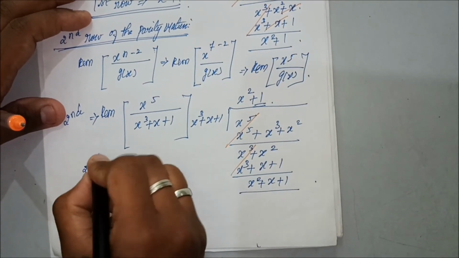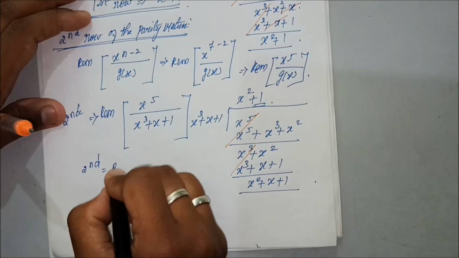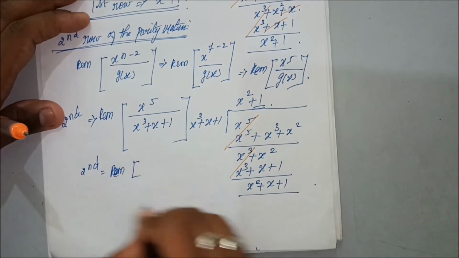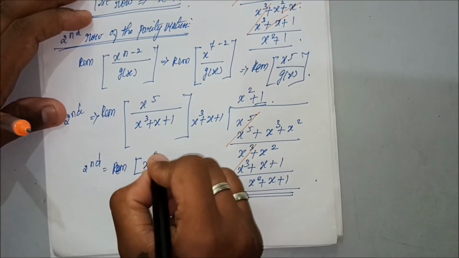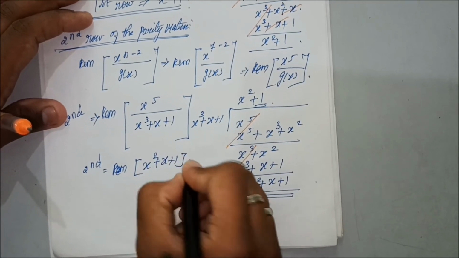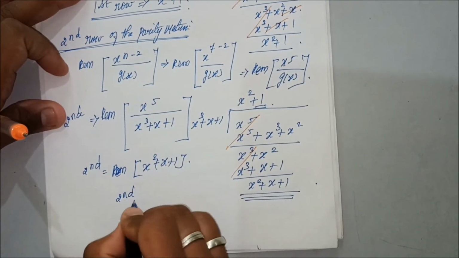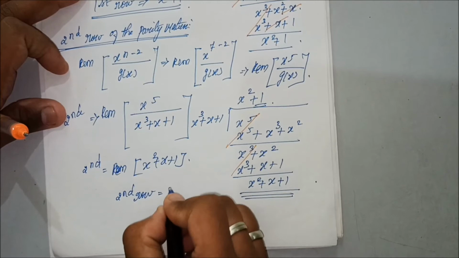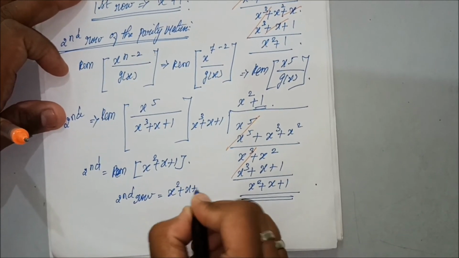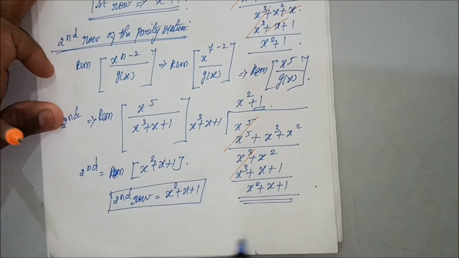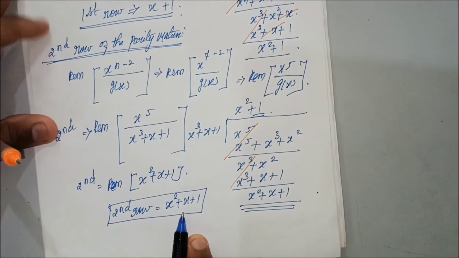So for the second row value, I have to write the remainder value alone. What is the remainder of the problem? That is x^2 + x + 1. So now we have found the value for the second row, that is x^2 + x + 1. The second row value is equal to x^2 + x + 1.